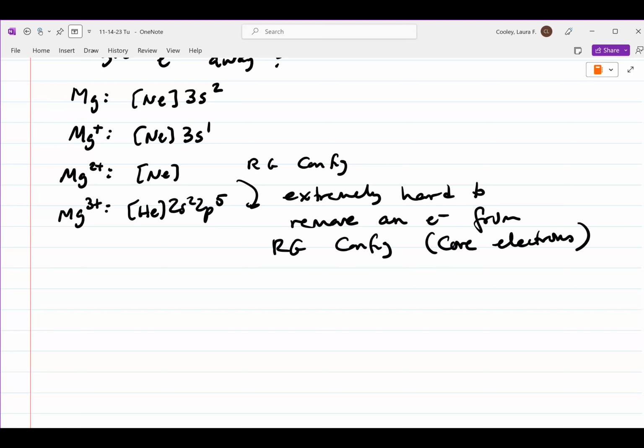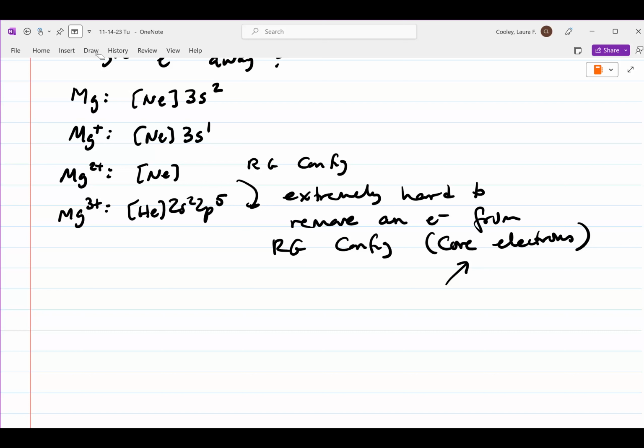And that's why it never happens. It just costs too much energy. But why is it that it costs so much energy? What is it about these core electrons? So now think about it. These core electrons fill the n=2 shell.